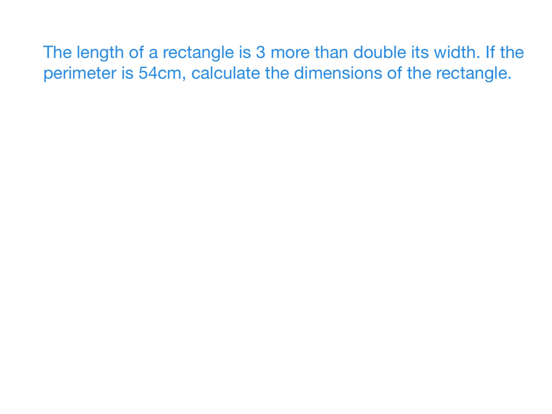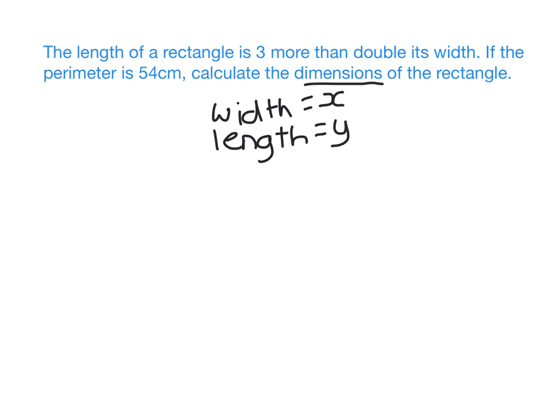So how do I know that this is a problem for which I would use simultaneous equations? Well, we need to find two quantities at the same time. We're asked for the dimensions of the rectangle. So that means we need to find the width and also the length. So whenever you're finding two quantities at the same time, think simultaneous equations. So as is usual when solving word problems in maths, we start by defining our variables. So I'll just let x be the width and y be the length. It doesn't matter which you let be x and which you let be y.